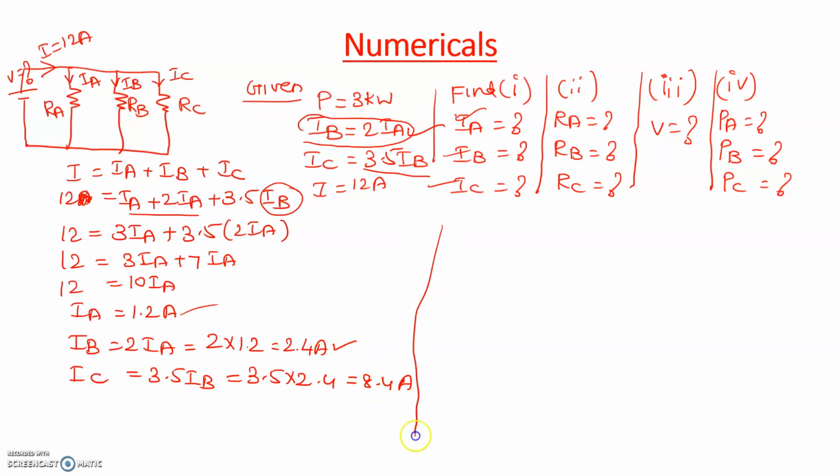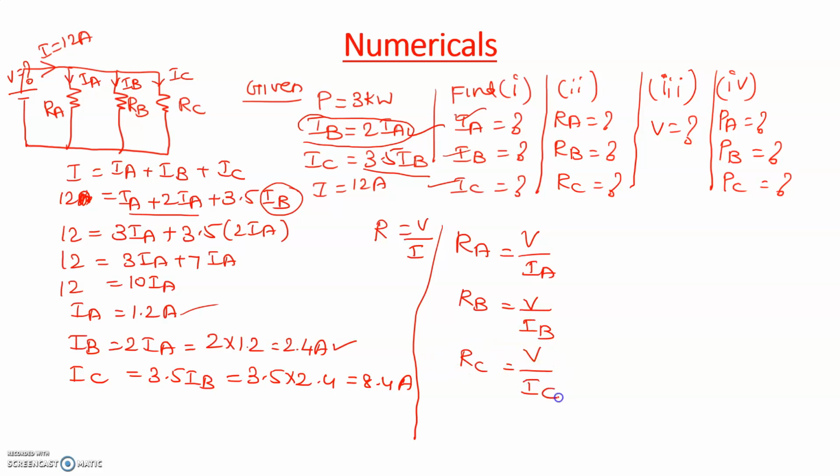The second calculation is regarding the resistance values. What are the values of RA, RB, RC? Generally, resistance R is equal to V by I. The voltage is unknown here, but the voltage across all the resistors will be the same in a parallel circuit. So RA is V divided by IA, RB is the same voltage divided by IB, and RC is equal to V by IC.